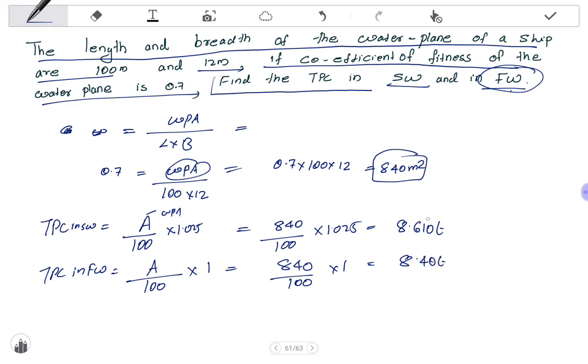Okay, so from this example only we can see this, for the sea water the TPC is higher than the fresh water. That means for the higher density the TPC will be higher.